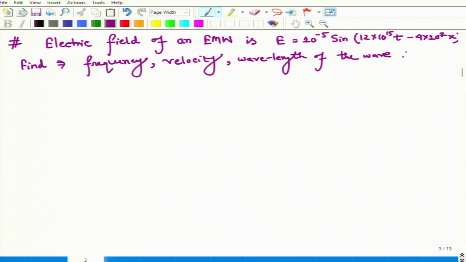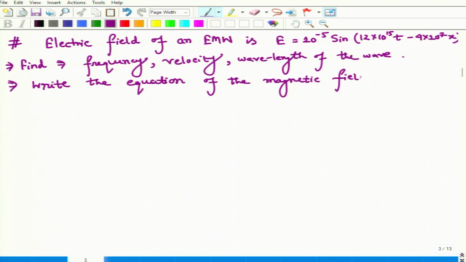This is the first part of the question, and also they have asked to write the equation of the magnetic field corresponding to the wave. Okay, so these are two questions.